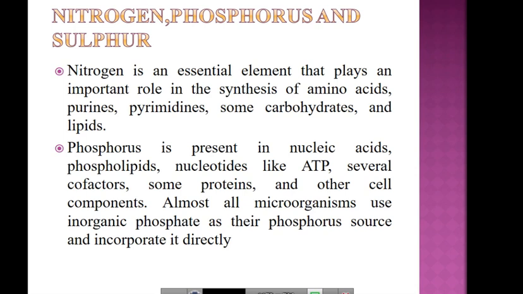However, some microorganisms can fix atmospheric nitrogen. They can convert atmospheric N2 to NH3, like Rhizobium. But nitrogen is required. Phosphorus is another important macronutrient.